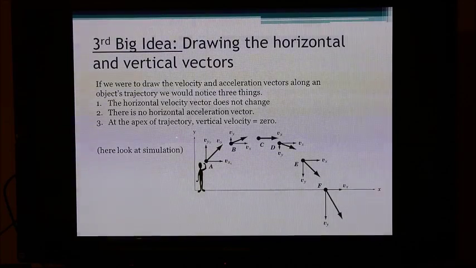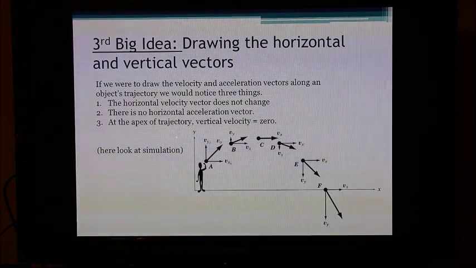So here we're going to look at a little simulation that just runs through it pretty quickly on The Physics Classroom. That'll just give you a moving example of that photo right there.